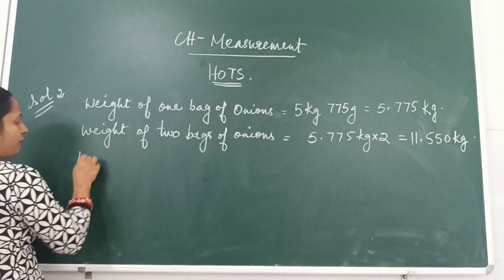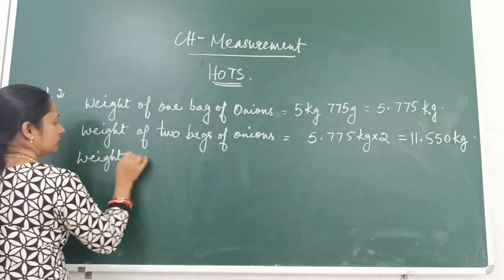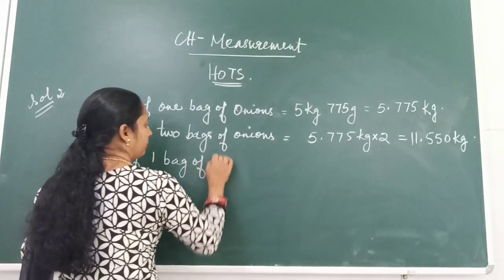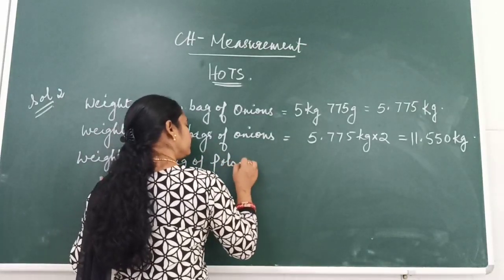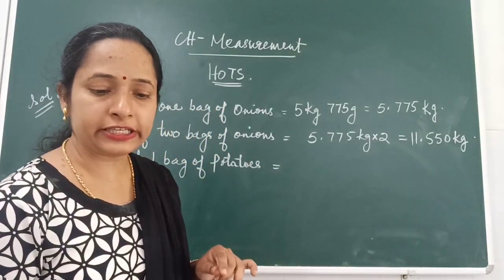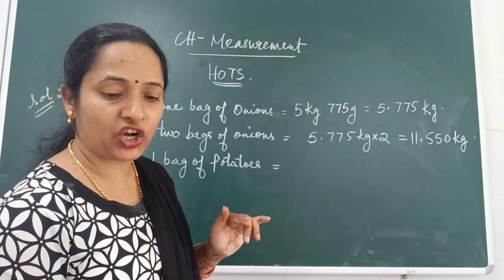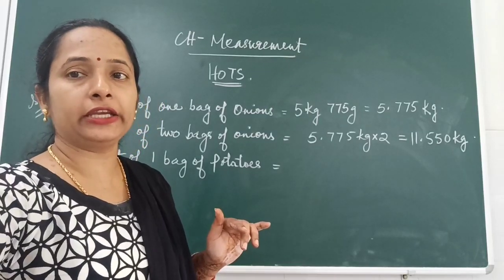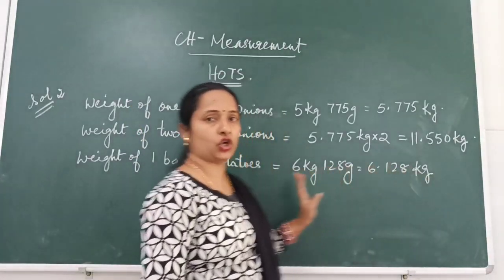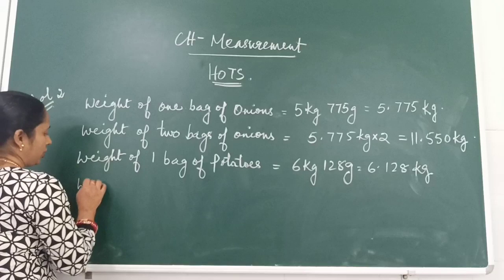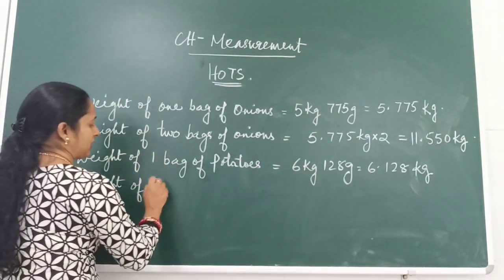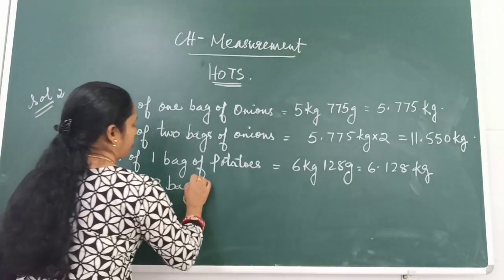Next we are given the weight of 1 bag of potatoes. How much is it, children? It is 6 kilograms 128 grams. It is equivalent to 6.128 kilograms. Now we are going to find the weight of how many bags of potatoes? We purchased 3 bags of potatoes.